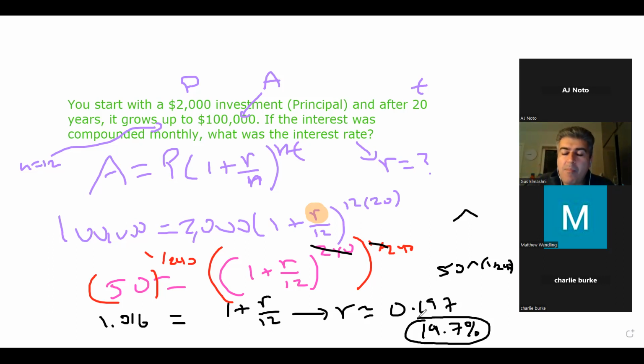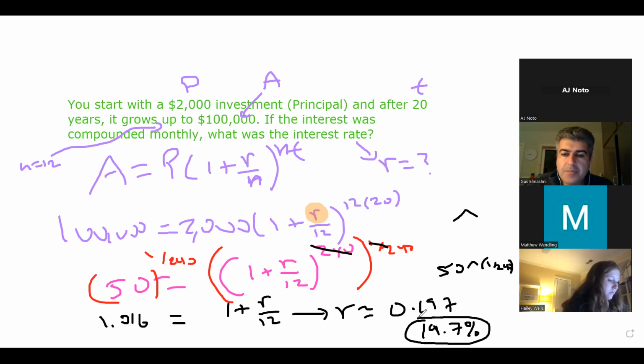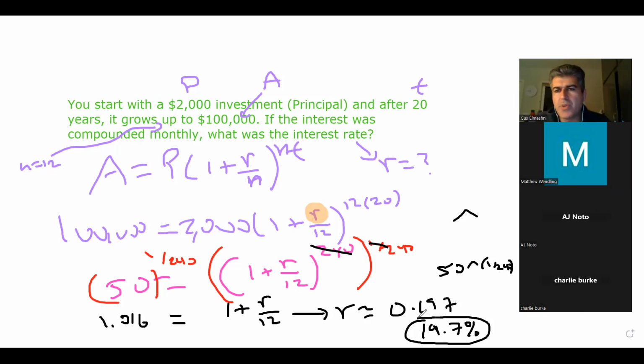Adrian, go ahead. For the word problems on this test, are we only going to have ones where it's not continuous? Like we're going to have ones where this is the setup? There'll be a continuous one. I haven't done a continuous one yet. I just wanted to show you a variation of this type of formula. That's all.